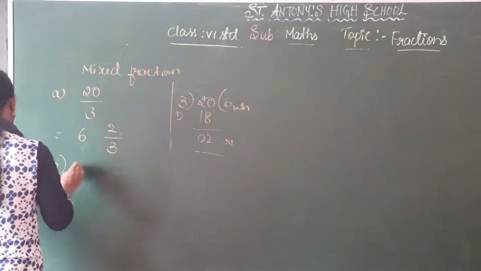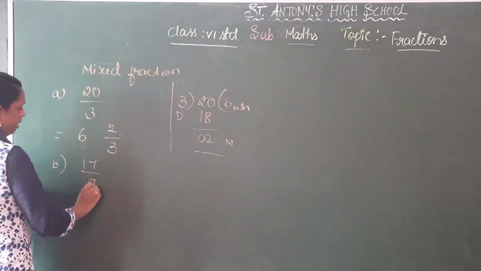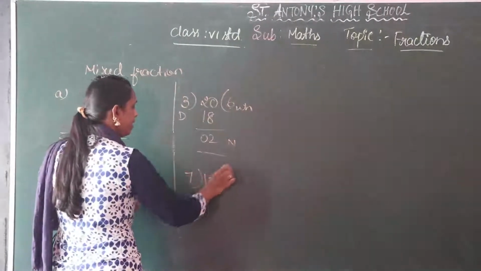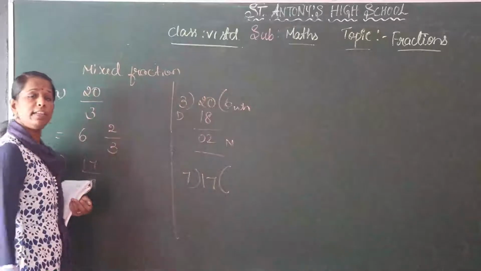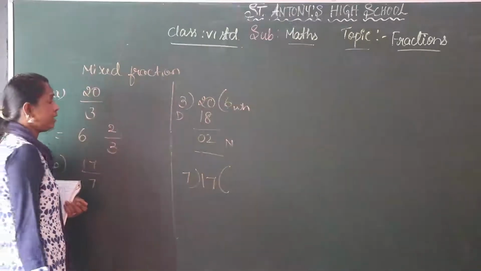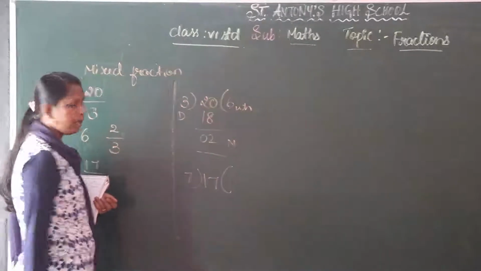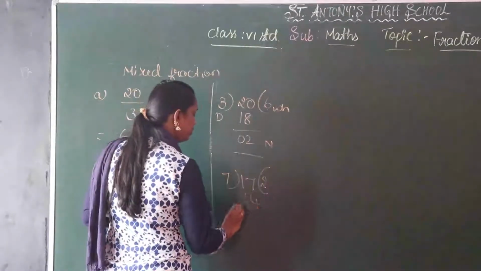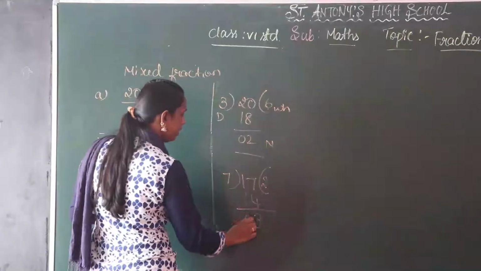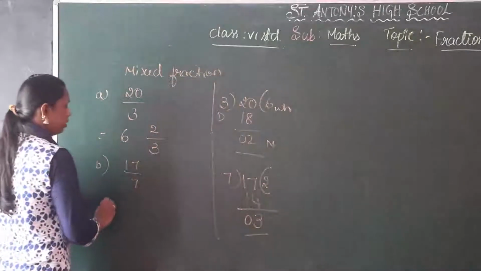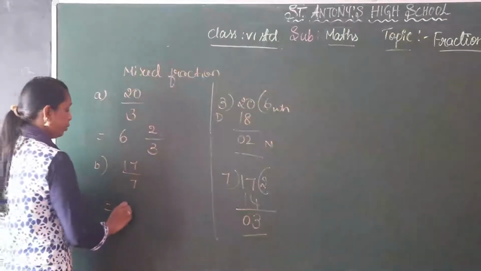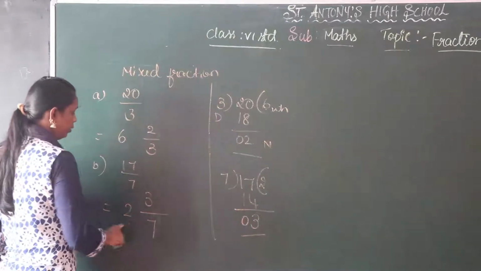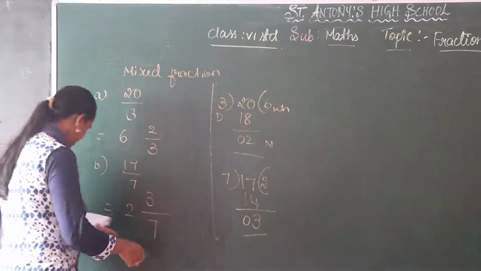Second one, 17 by 7. Divide 17 by 7. 7 3s are 21, it cannot be. 7 2s are 14, remainder is 3. So the answer is 2, 3 by 7.